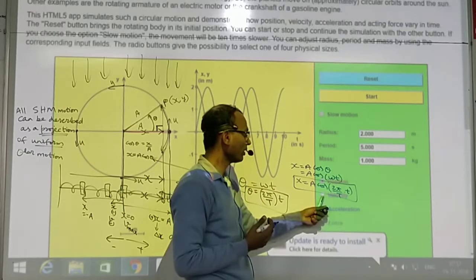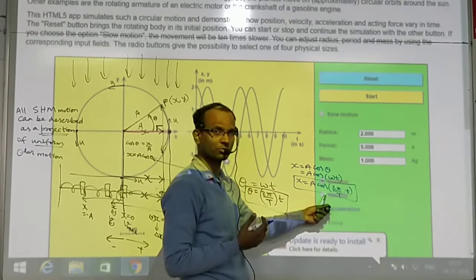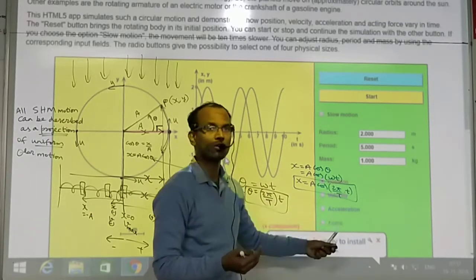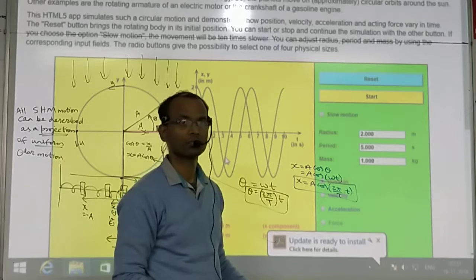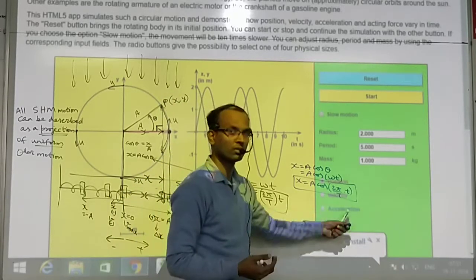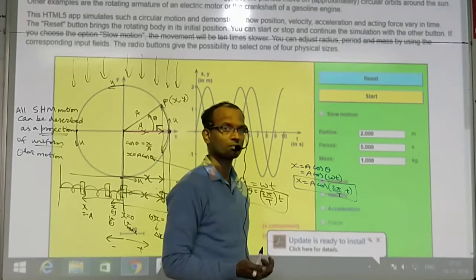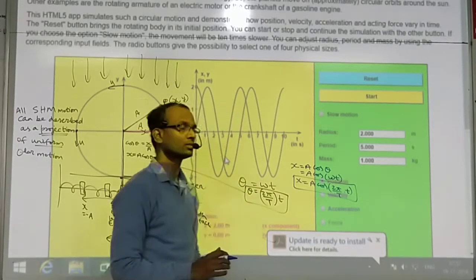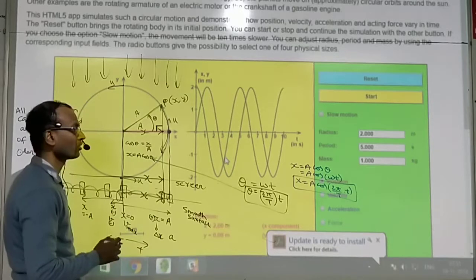So now you get an idea how to fit experimental data. What is the small t? Small t is the actual time, the current time, in seconds. If it's at 3 seconds, then small t will be 3. And x means the displacement from the equilibrium. Yes, so x is the displacement from the equilibrium position.